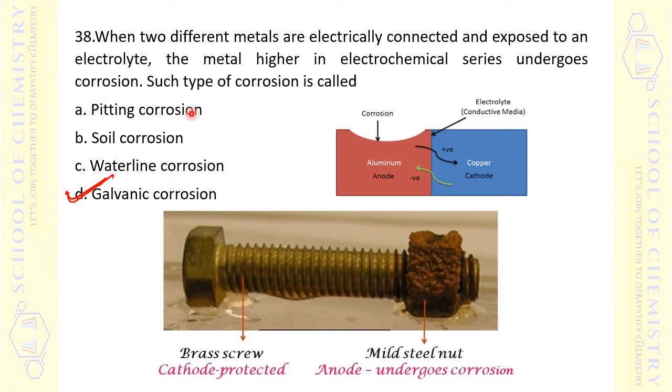Pitting corrosion refers to corrosion of a metal in a particular place. If you have a metal sheet, some portions of the sheet can be expected to undergo corrosion readily. That kind of corrosion is called pitting corrosion. Soil corrosion is just an option filler, it has nothing to do with electrochemistry. Waterline corrosion, of course, is a type of corrosion which you can just go through, right? But the answer here is option D, which is galvanic corrosion.